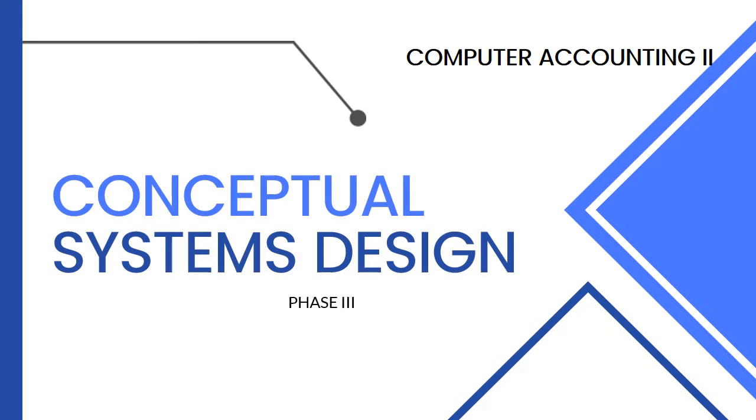Our topic is about the conceptual systems design, which is the third phase in the systems development life cycle. To review, the systems development life cycle is a conceptual model used in project management that describes the stages involved in an information system development project from an initial feasibility study through maintenance of the completed application. SDLC is used to give a rigid structure and framework to define the phases and steps involved in the development of a system.